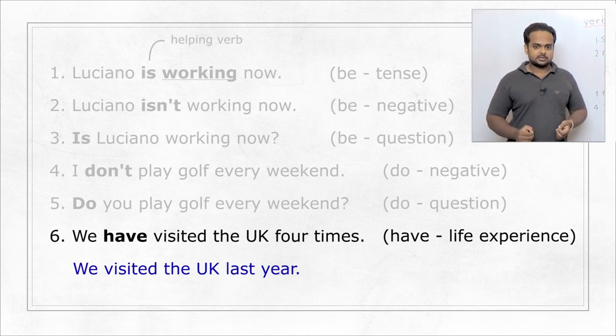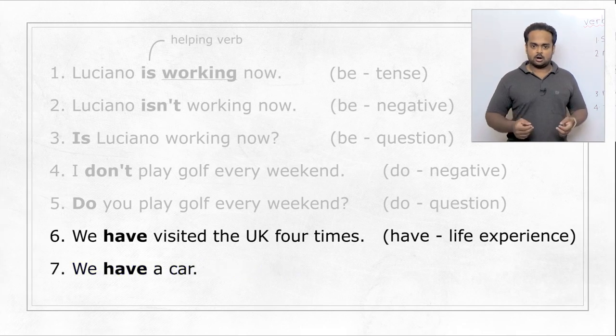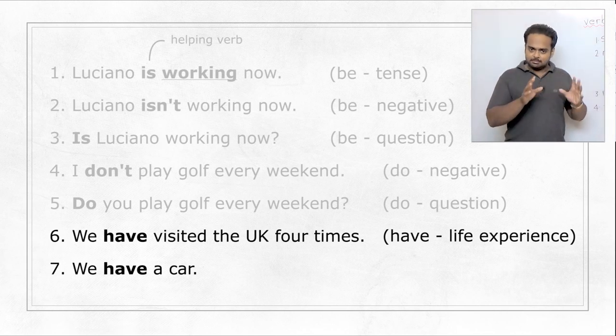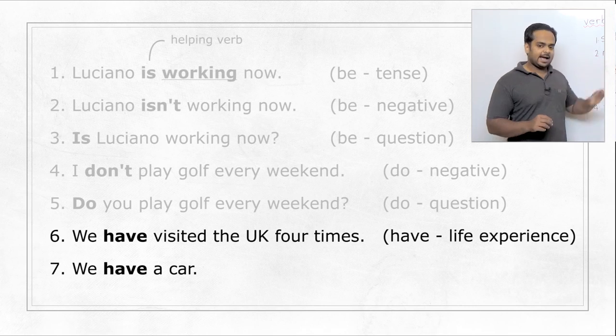But take a look at this next sentence. We have a car. Now, both of these sentences use the verb have. But do you notice a difference between them? The difference is that the first sentence uses have as a helping verb, but the second sentence uses have as the main verb. Now you might be thinking, how is that possible? Because have is a helping verb, right? True, but in some cases, be, do, and have can be used as main verbs.